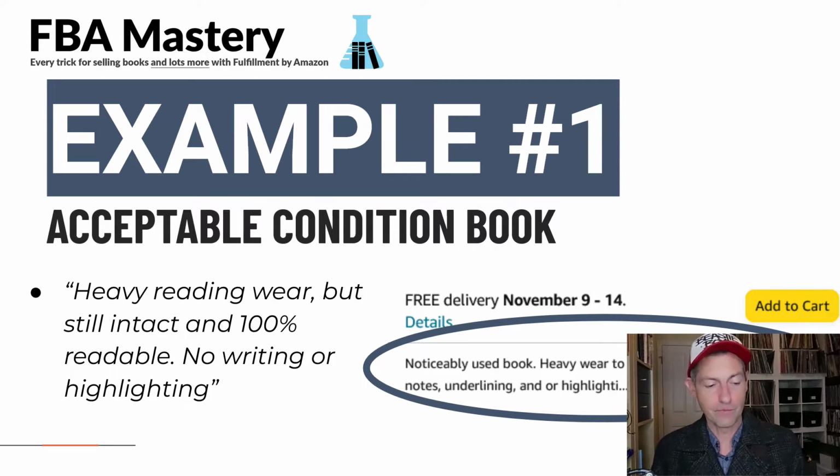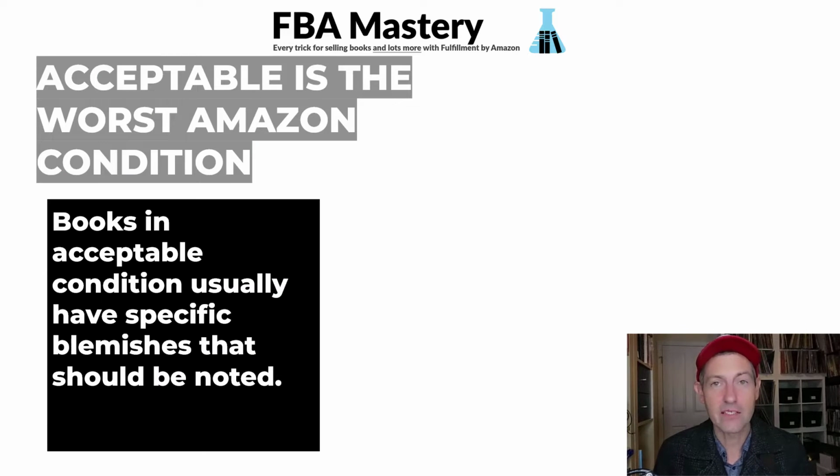Example number 1. Heavy reading wear, but still intact and 100% readable. No writing or highlighting. So what you're doing here is you're conveying, okay, what's the blemish? Heavy reading wear. It's not exactly too specific. It could probably stand to be more specific here. And the second key detail that is not included on the slide is that you should convey that the damage does not interrupt or in any way interfere with the functionality of the book.